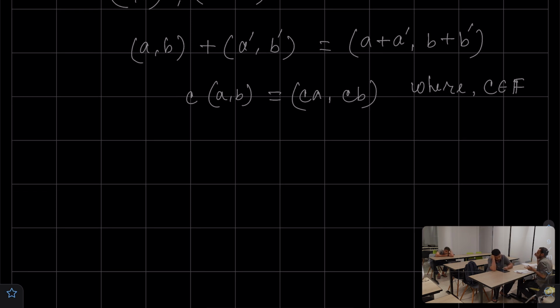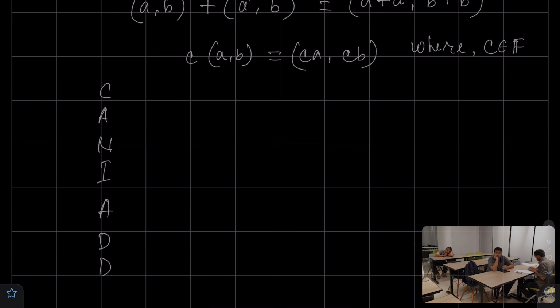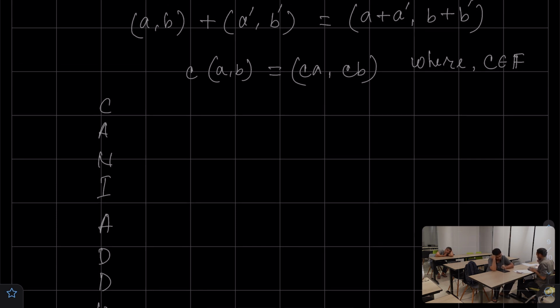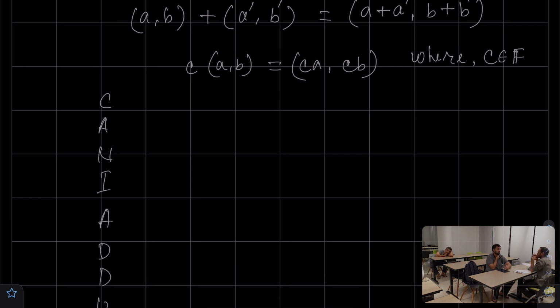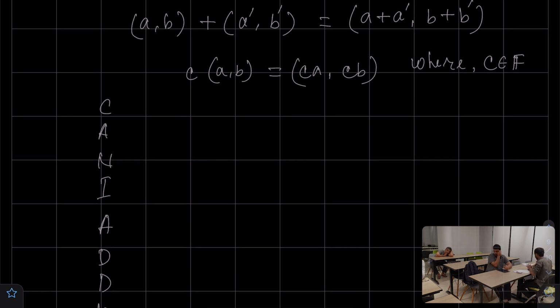So you can check all these operations. F can be any field, or do you want F to be the set of elements? For here, I want it to be the real numbers for this example.